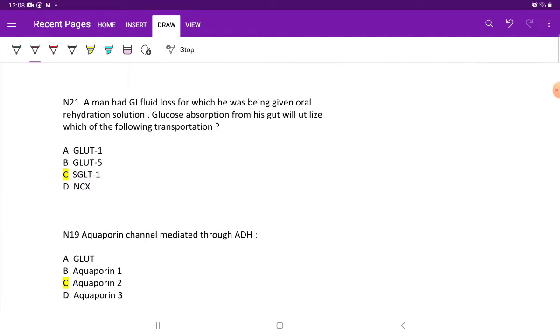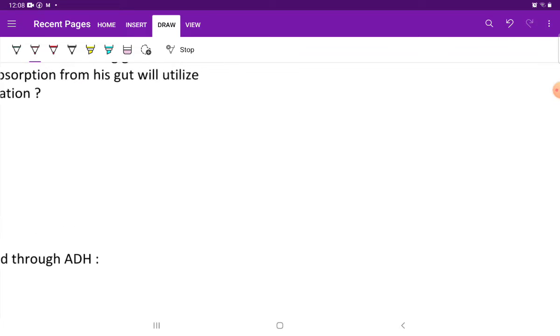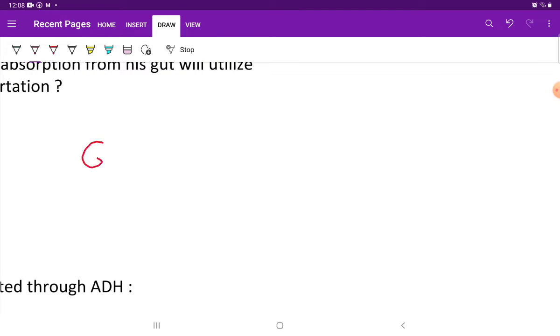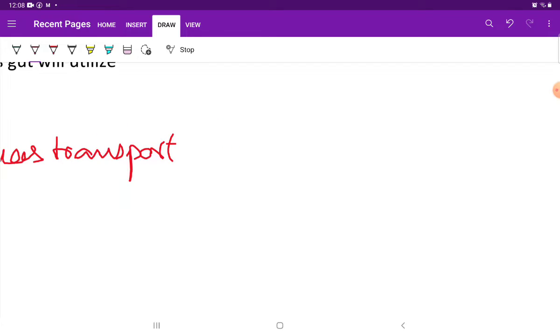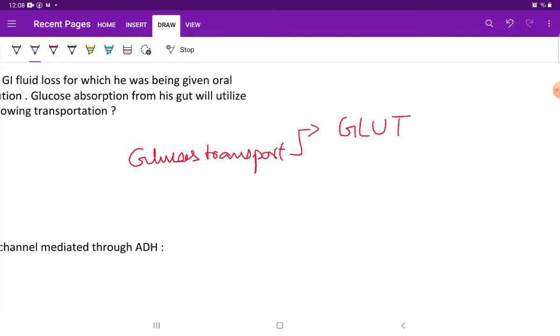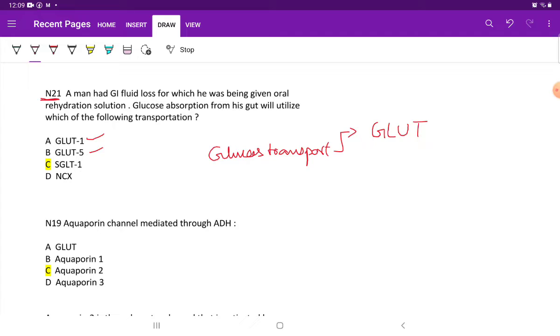It was asked in 2021 NEET PG. A man had GI fluid loss for which he was being given oral rehydration solution. Glucose absorption from his gut will utilize which of the following transportation? The first thing which we will see is basically glucose transport. It usually happens by GLUT, so there will be an option like GLUT. But why is SGLT the answer?